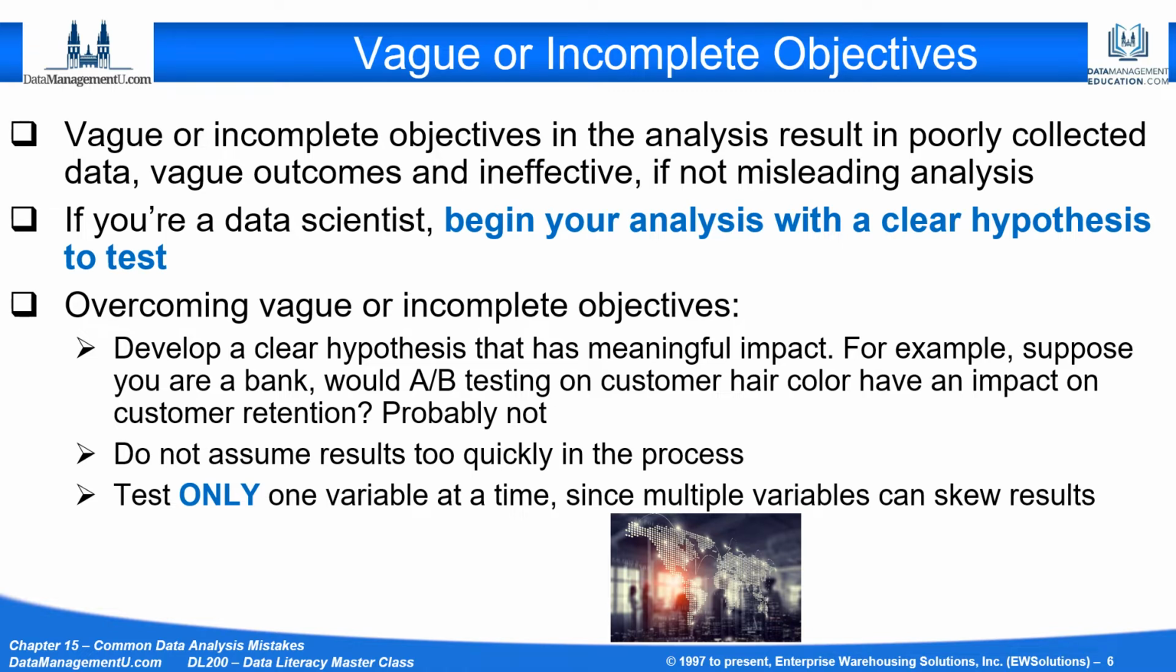Also, don't assume results too quickly in the process. Many times we think we're going to pull a set of data, we're going to spit out a report, we're done. No. Good scientific method is iterative, so don't be afraid to use that iterative process. Also, another good way to overcome the vague or incomplete objectives, only test one variable at a time. As soon as you start adding multiple variables, they can skew results. So that's another technique to try to start with maybe one variable at a time, understand that variable before adding a second or a third.